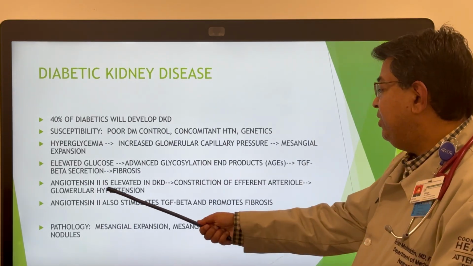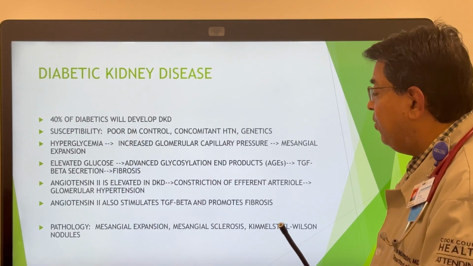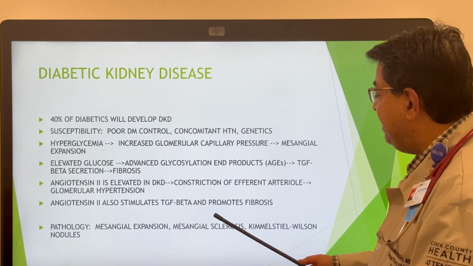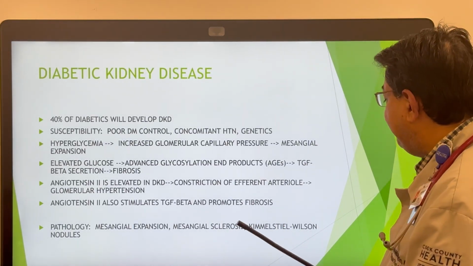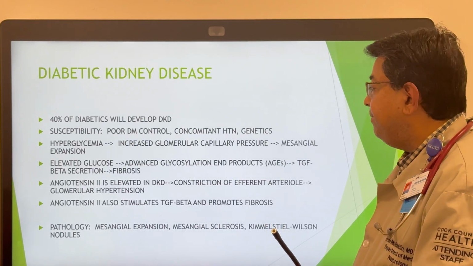Angiotensin II also stimulates TGF-beta and promotes fibrosis. So when you look at the kidney biopsy, you're going to see mesangial expansion, mesangial sclerosis, and in advanced disease, you'll see Kimmelstiel-Wilson nodules. Next slide.